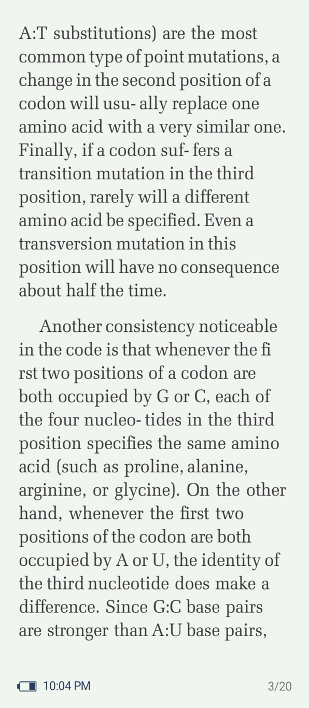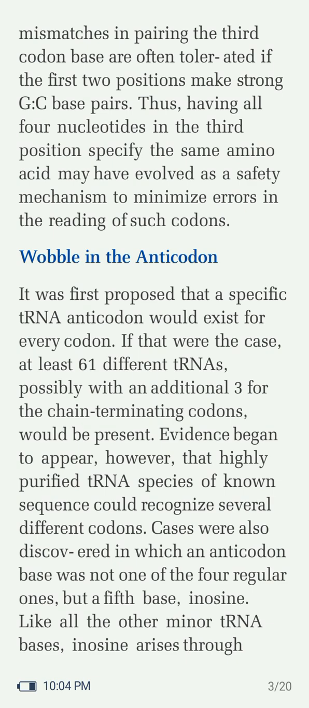Since G to C base pairs are stronger than A to U base pairs, mismatches in pairing the third codon base are often tolerated if the first two positions make strong GC base pairs. Thus, having all four nucleotides in the third position specify the same amino acid may have evolved as a safety mechanism to minimize errors in the reading of such codons.